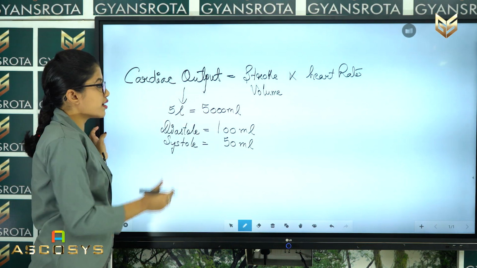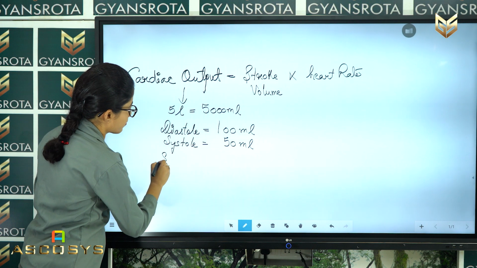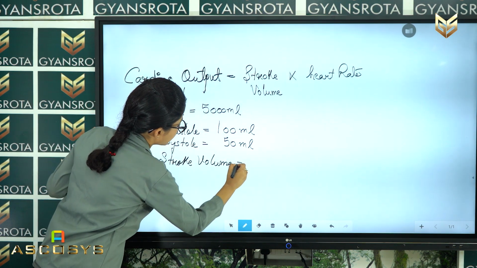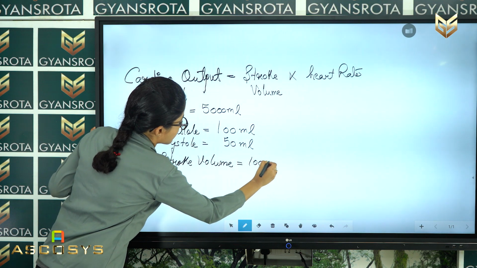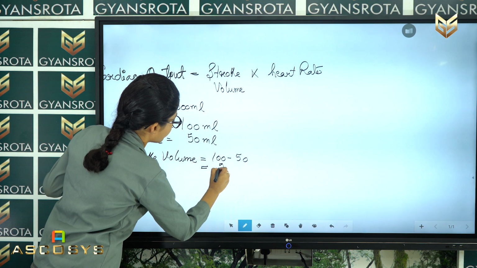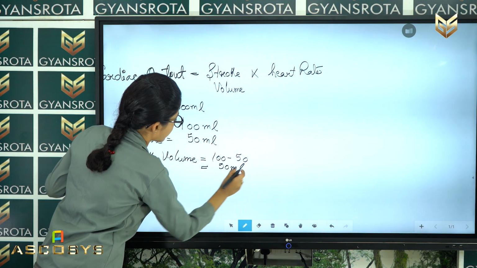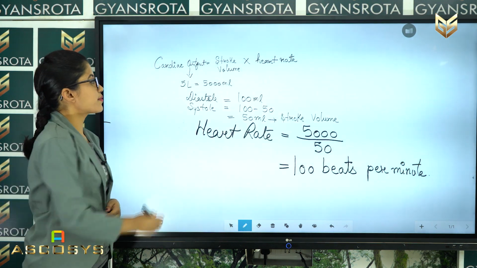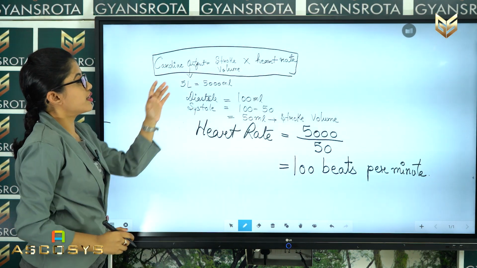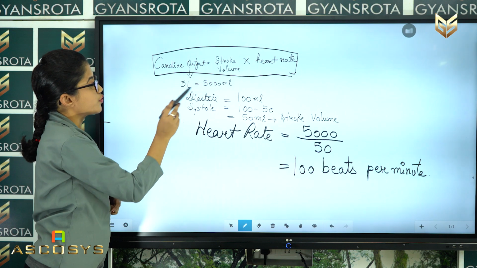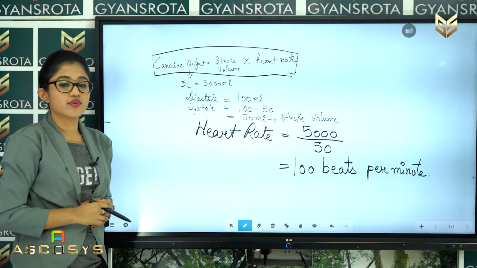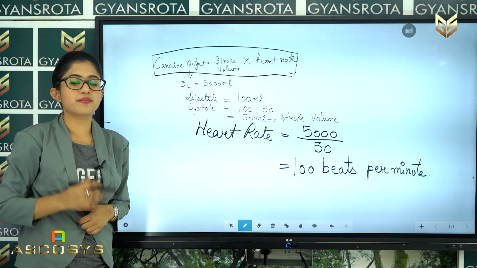So what is going to be their stroke volume? Stroke volume is equal to 100 minus 50, which is equal to 50 milliliter. So if you calculate this by the formula, cardiac output is equal to stroke volume into heart rate. So after calculating, heart rate is equal to 100 beats per minute.